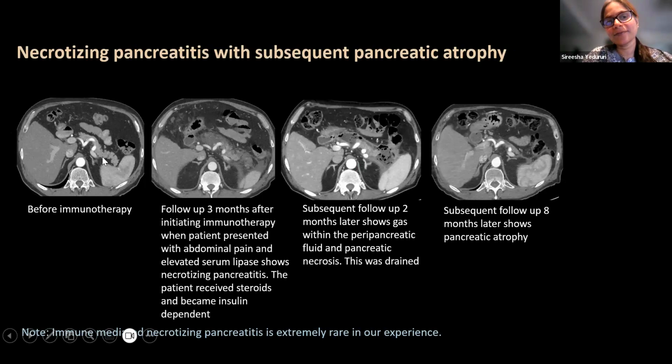Necrotizing pancreatitis. So this is very rare. I've only seen one patient who developed necrotizing pancreatitis so far. So this is a patient before immunotherapy. This is the pancreas. Follow-up 3 months after initiating immunotherapy, the patient presented with abdominal pain and elevated lipase. And you can see it's all necrotic. There is also gas. And then obviously the patient developed atrophy.